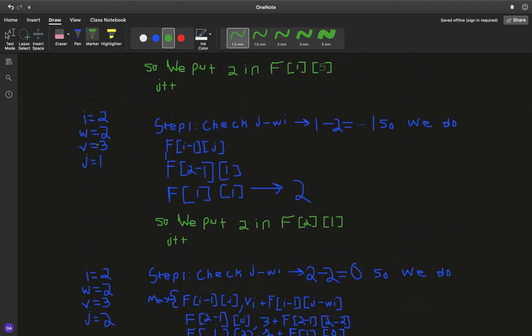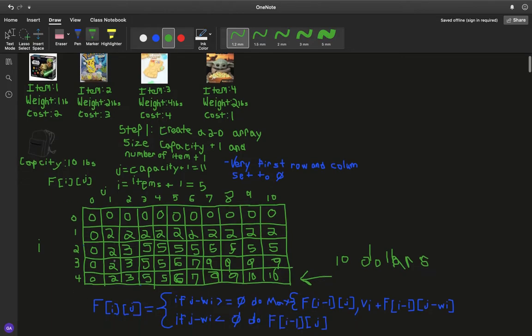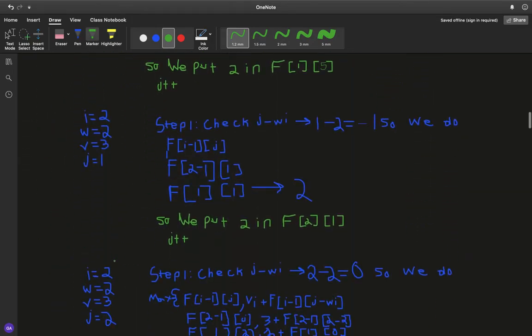So now we do j minus the weight, which is now 2. J is 1, so in this case we get a negative number. This negative number is less than 0, so we do that second equation, f sub i minus 1 of j, which is f sub 2 minus 1 sub 1. So it would be f sub 1 of 1. If we go back up here and check, f sub 1 of 1 is 2. So we put 2 in f sub 2 of 1. And then we increment j plus plus.